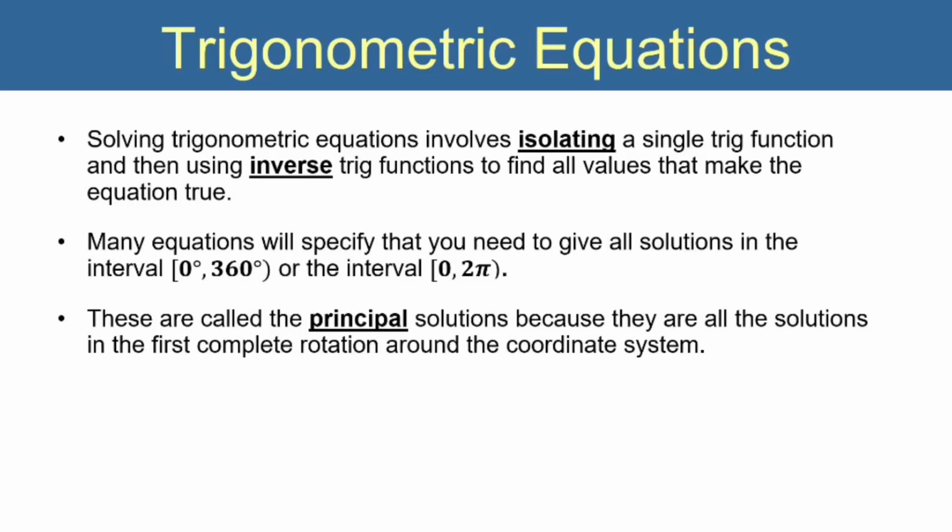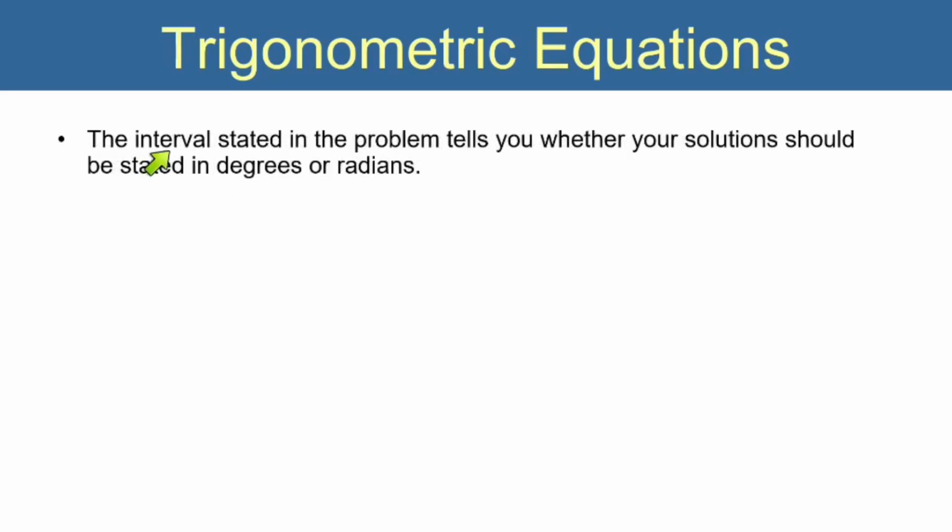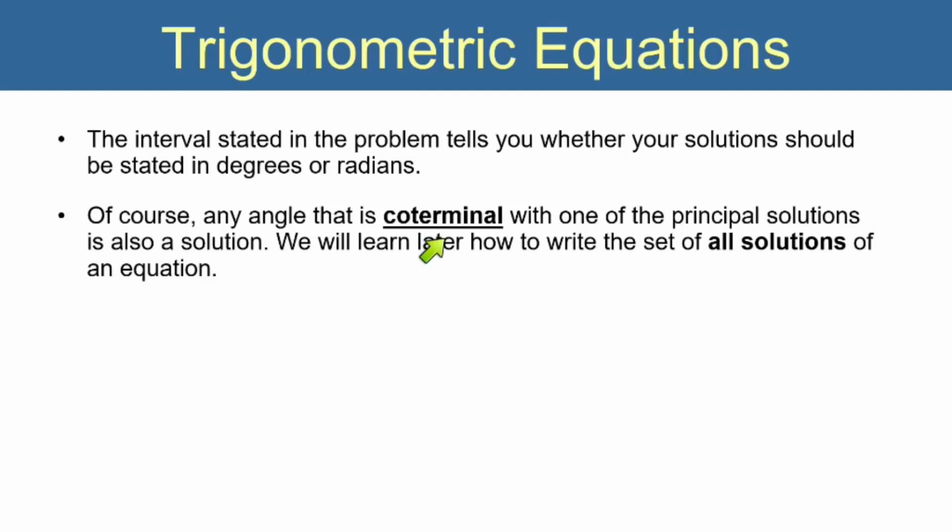Solutions in this interval are called principal solutions because those are all the solutions in the first complete rotation around the coordinate system. Now, whether they say 0 degrees to 360 degrees or 0 radians to 2 pi radians, that interval will tell you whether your solution should be stated in degrees or radians. Of course, any angle that is coterminal with one of the principal solutions is also a solution. So later on, we will talk about how to write the set of all solutions of an equation.